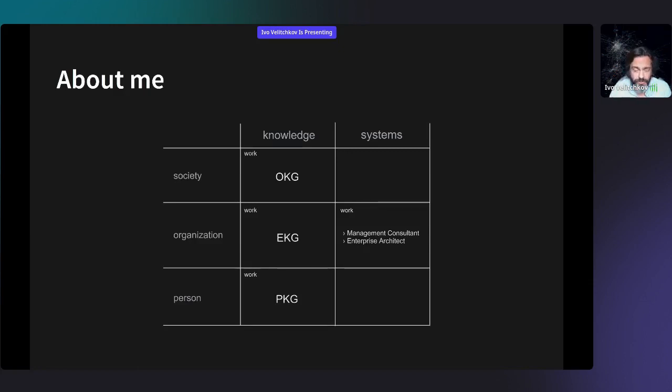So this forms a kind of matrix where, in these four areas, I worked extensively. For the knowledge, mainly on knowledge graphs, as a consultant and trainer on semantic technologies, mainly for enterprise knowledge graphs and open knowledge graphs, and in the last 3 years also personal knowledge graphs. For the systems, I was mainly inspired by cybernetics and complexity sciences, but in work roles I appeared as a management consultant and an enterprise architect, and in two of these areas there are also books.